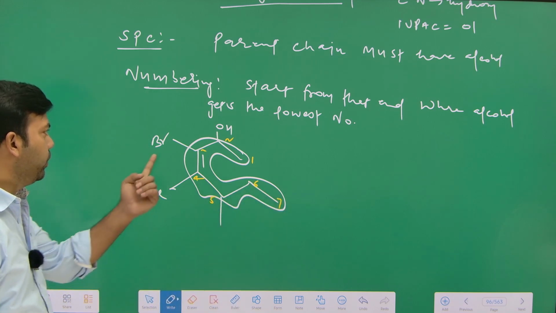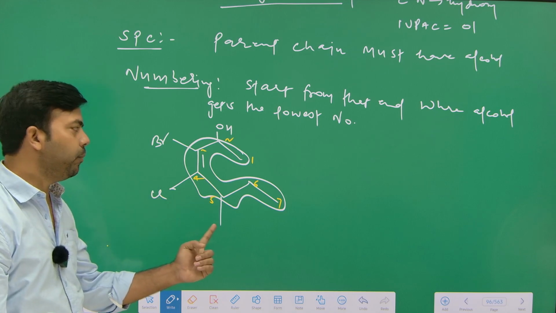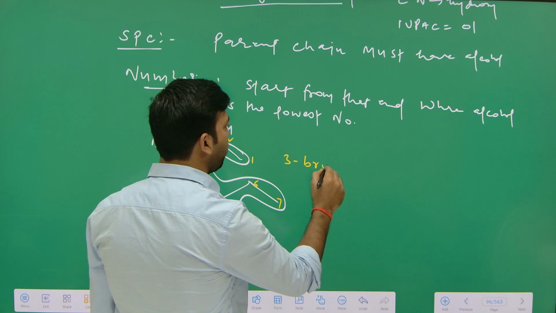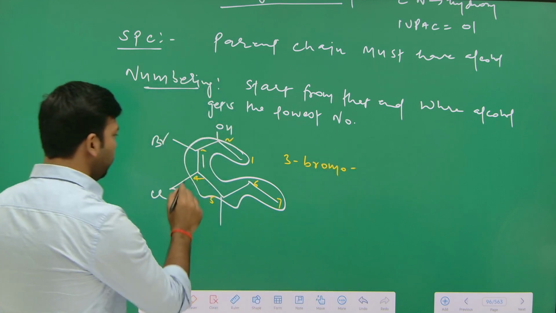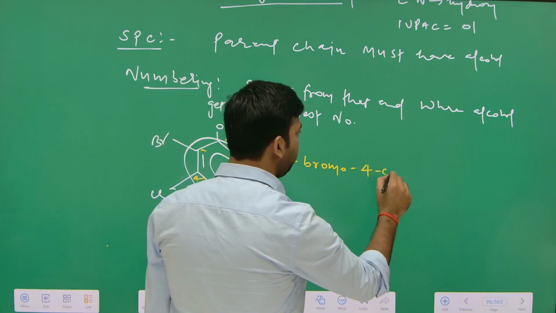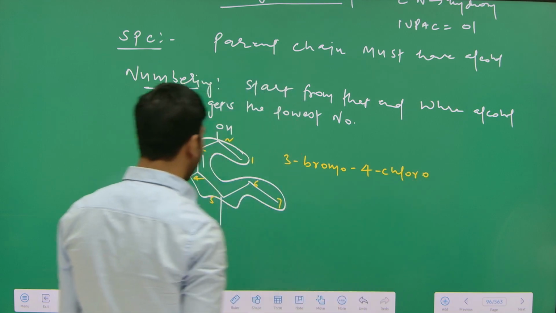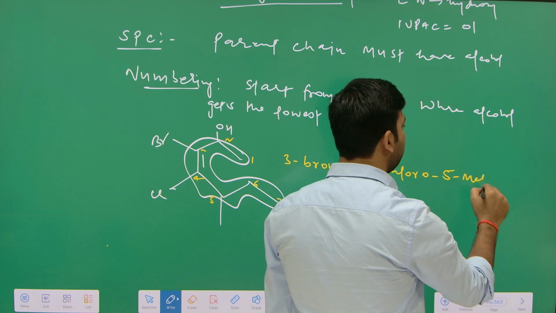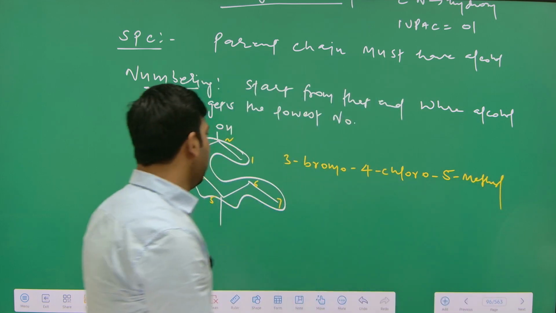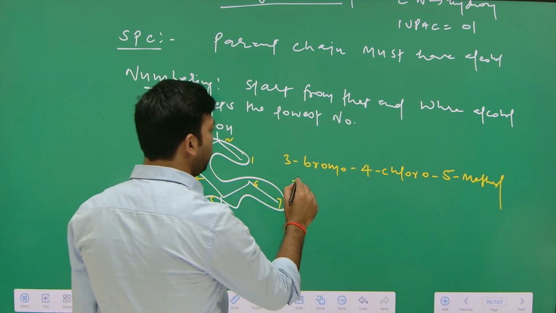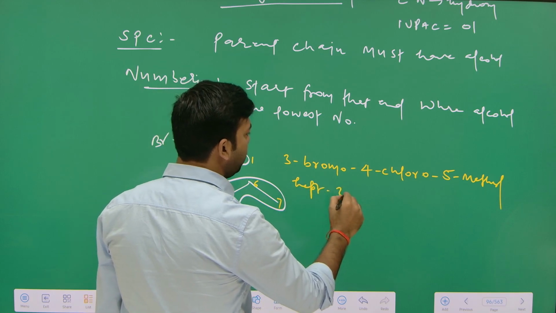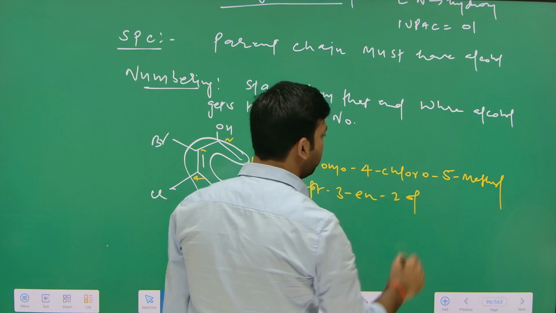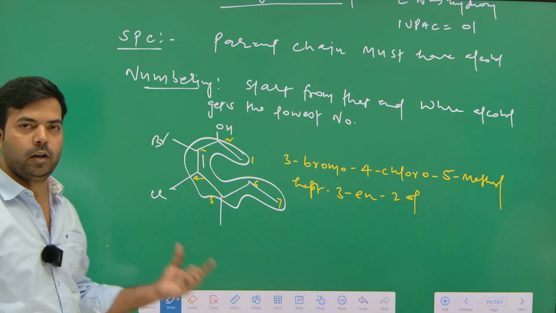Alphabetical order, look here: B bromo, C chloro and then M for methyl. So B comes first, so 3-bromo, after that 4-chloro, then 5-methyl, and then hept, 3-ene, and 2-ol. Clear? So this is the naming of alcohol.